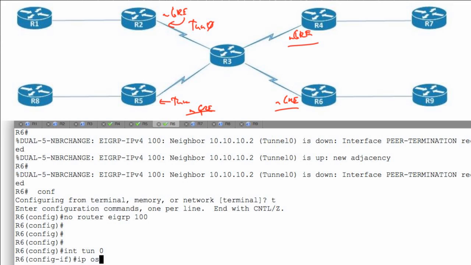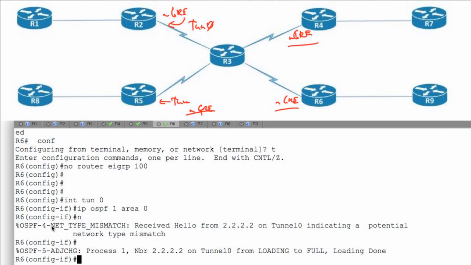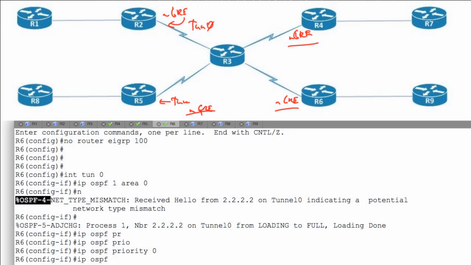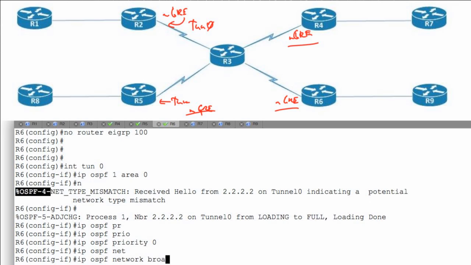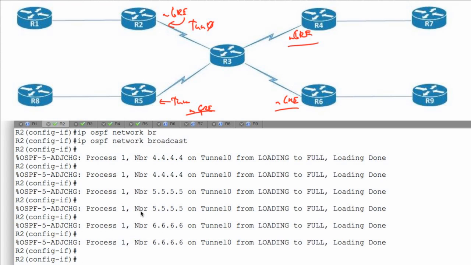Go to R6, interface tunnel 0, ip ospf 1 area 0. And again, notice we're getting the type mismatch. So what we need to do is modify that. ip ospf priority 0, ip ospf network broadcast. Now let's cut over to R2 and see what happens on the hub.